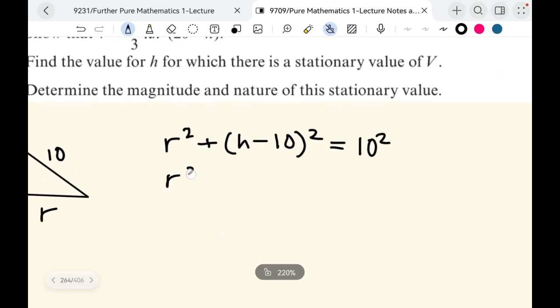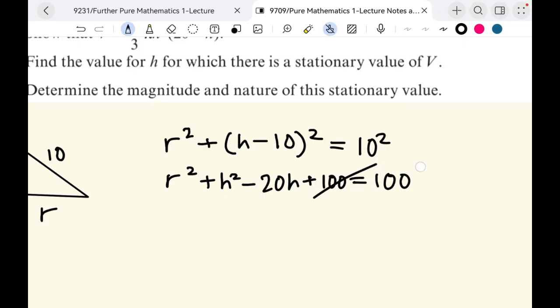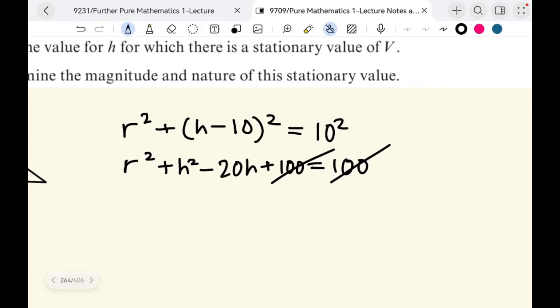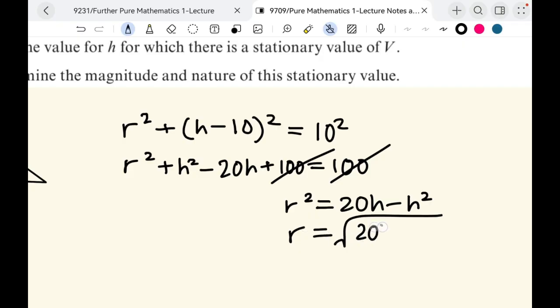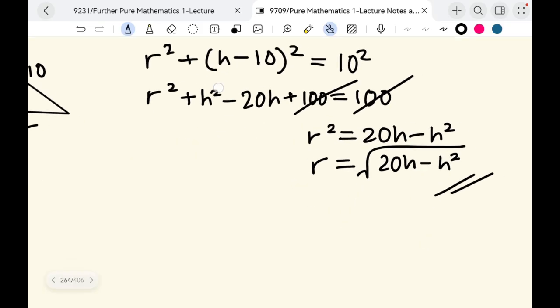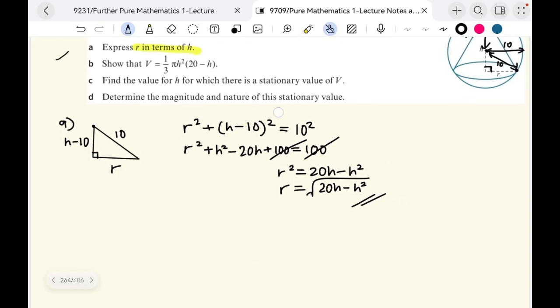So this is R squared. Expand the bracket over here, which is H squared minus 20H plus 100. Meanwhile, 10 squared is 100. So 100 can be cancelled out. Move the H terms to the other side. Take the square root of both sides, and you will get the square root of 20H minus H squared as the final answer for the expression of R in terms of H.